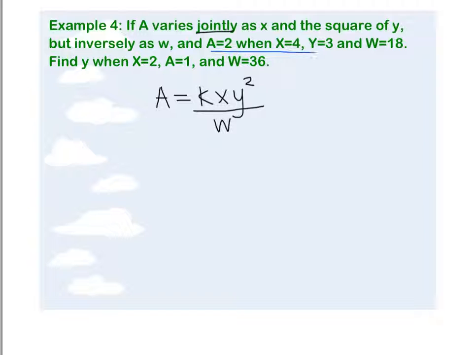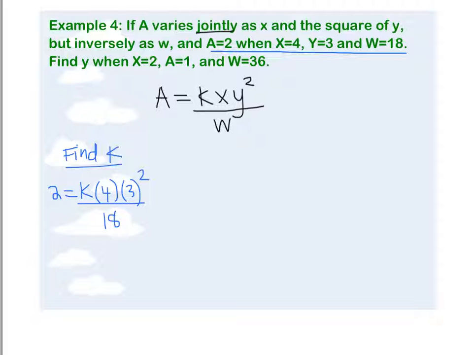So we use all this information to get our k. So find k. We have A is 2, x is 4, y is 3, and w is 18. All I did was plug all those values into the equation that we wrote, and now we can solve for k. In the numerator there, we're going to get 9 times 4, so that's 36k over 18. 36 over 18 is just 2, so we get 2 equals 2k, or in this case, k just equals 1.